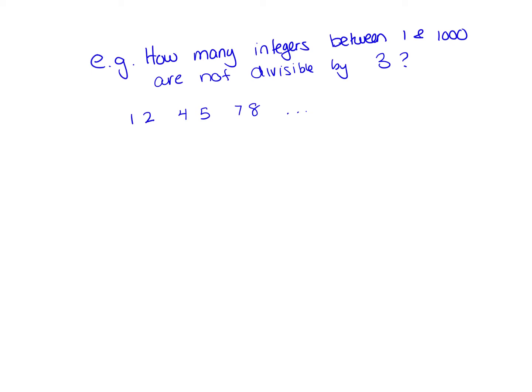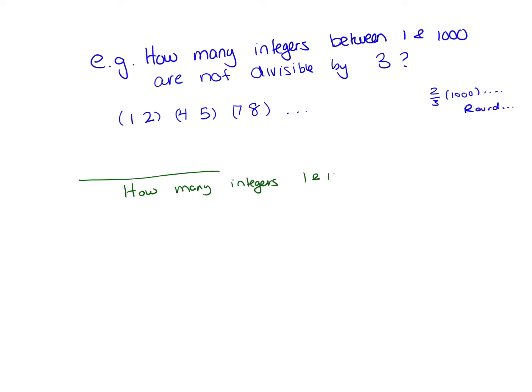So that's one way we could think about it, is to try to just list them all off, and then we get 2 for every 3, so we take 2/3 of 1,000. Right, but that's not actually an integer, so we have to be careful about how we're going to round correctly. But maybe instead I should think about the complement of this set, and I should think about how many integers between 1 and 1,000 are divisible by 3.